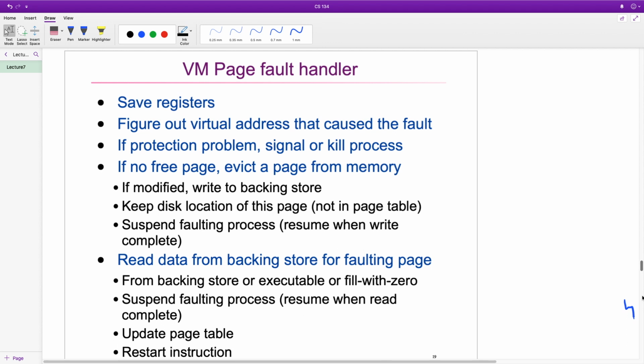If it hasn't been modified, then there's no reason to save it, because we can always just recreate it however we got it in the first place. Otherwise, we need to write it to some place on disk, and remember where that is, because later on we'll need to get it. And then we need to suspend the faulting process, because this write is going to take a long, long time. If we're talking about a disk, this might be 10 milliseconds, let's say.